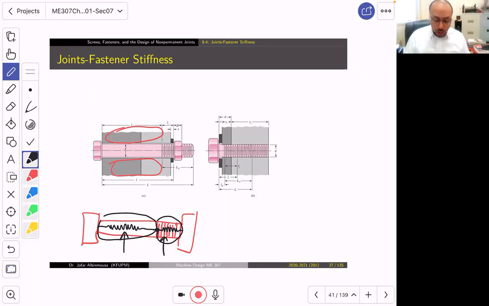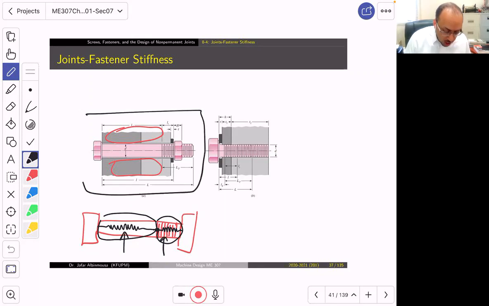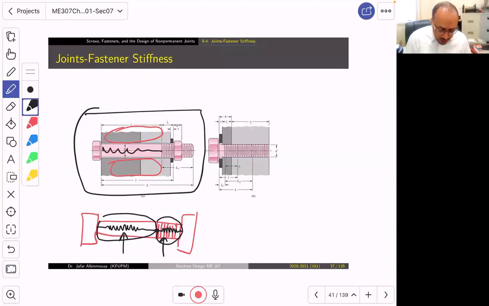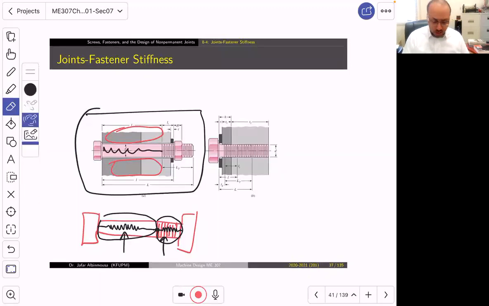The first one will teach us exactly what portions are within the grip and outside the grip. What is important to us is how much is within the grip. And you can imagine that this stiffness will change depending on how long the shank is and how long the threaded part is. So this configuration will be the standard configuration, a nut on the left hand side.